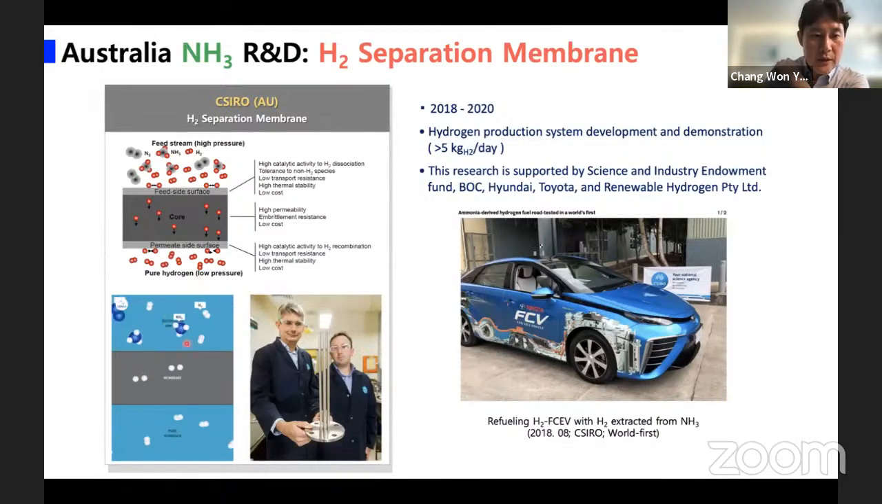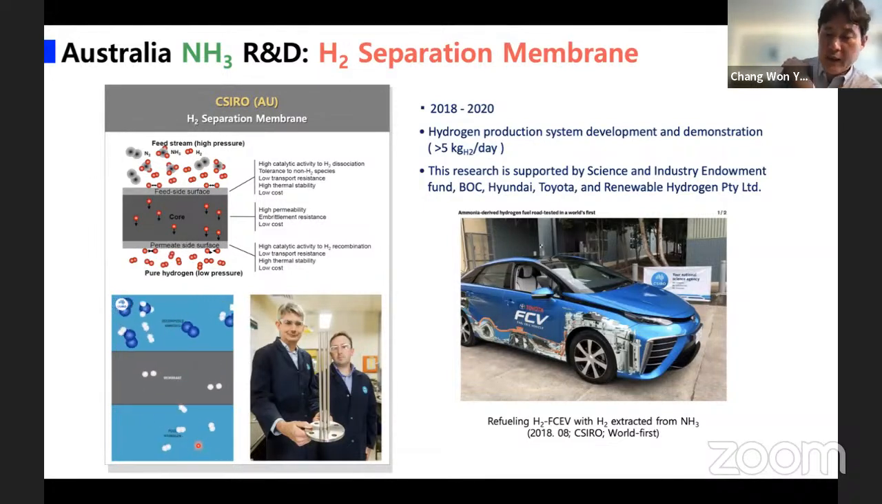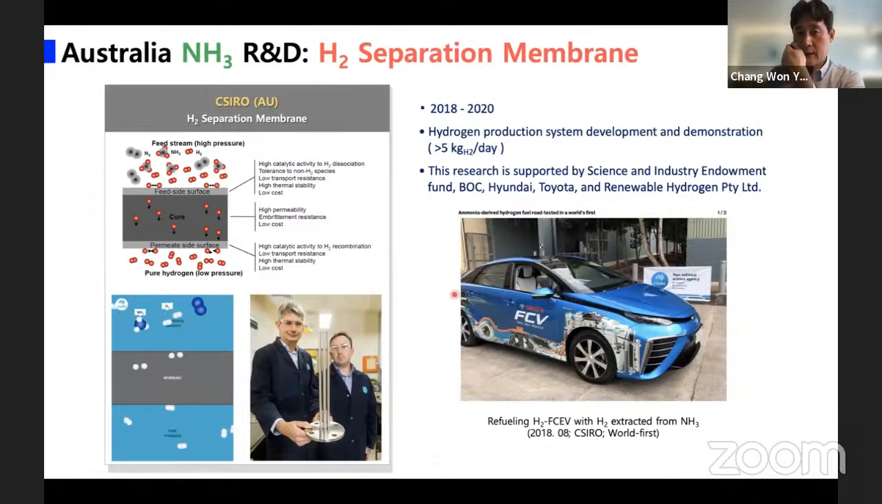You can decompose it to produce hydrogen. Australia developed a hydrogen separation membrane. Upon ammonia decomposition, they produce nitrogen, hydrogen, and unreacted ammonia. And using this membrane, only hydrogen is separated, and we can produce high purity hydrogen for several applications. CSIRO is a kind of government-funded lab like KIST, and they recently developed this technology and applied it to refuel the Nexo fuel cell electric vehicle successfully.